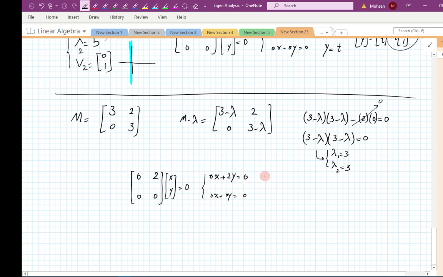Okay, the first equation tells us y is 0. The second equation tells us x is arbitrary. X is arbitrary. So my eigenvector becomes an arbitrary number and a 0. Well, that's just t times 1, 0. Okay, you say, I found one eigenvector.